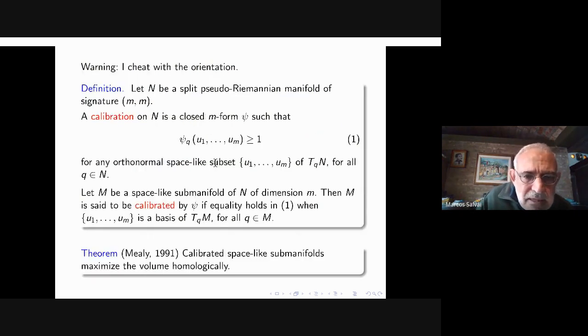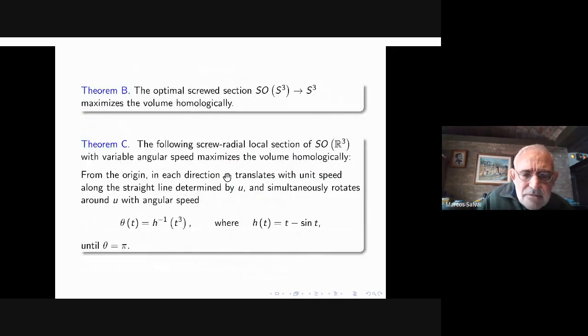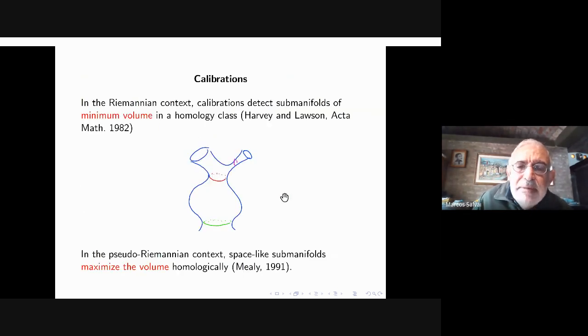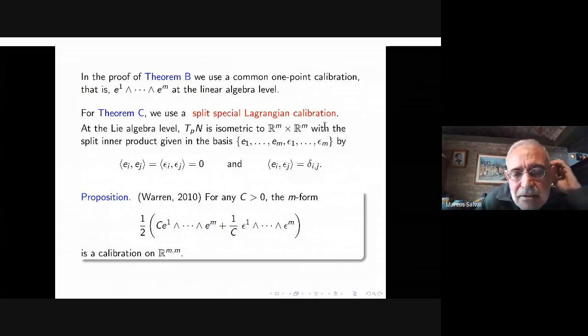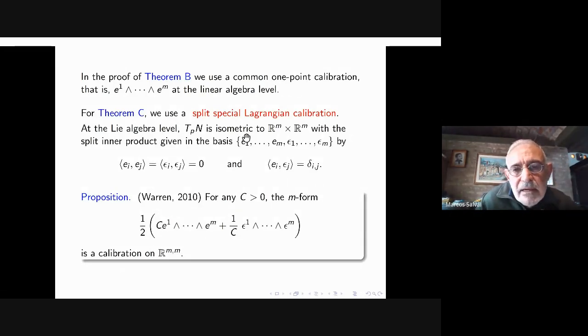And for this other theorem, this screw radial section defined on the ball, it is also defined on, doesn't matter, on the ball, I used a split special Lagrangian calibration. In the article, I put emphasis on the calibration more than on the results. I think people are more interested in new examples of calibrations than in vorticity. So the emphasis was put on the method. Well, in theorem C, we use a split special Lagrangian calibration.